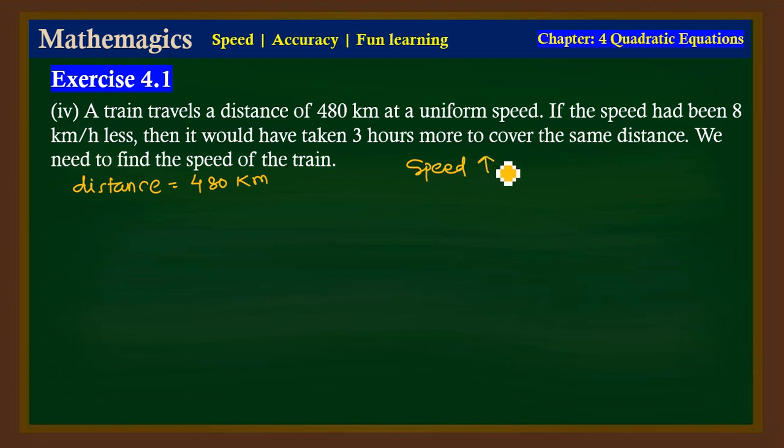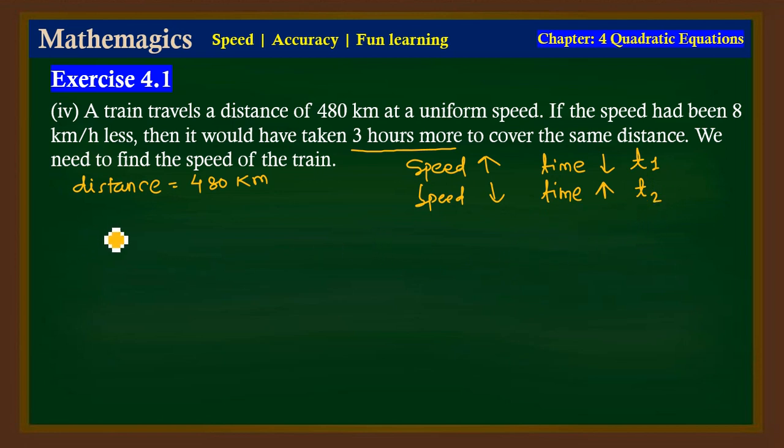speed will increase, then time will be less. And if the speed will be less, obviously the train will go very slowly and it will take more time. So this is the rule. And the question is saying that it would have taken 3 hours more. So let us consider this time is equal to t1 and this time is equal to t2. So where we are taking the more time, that is obviously t2.